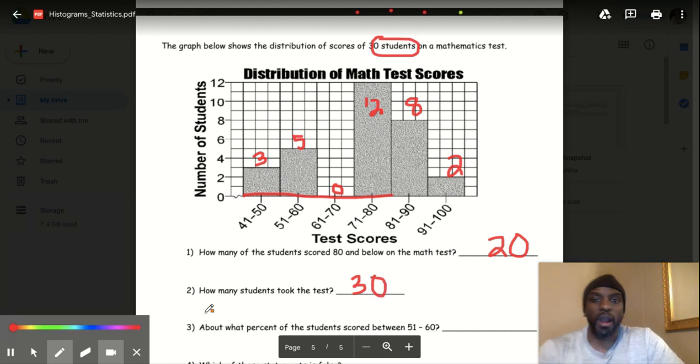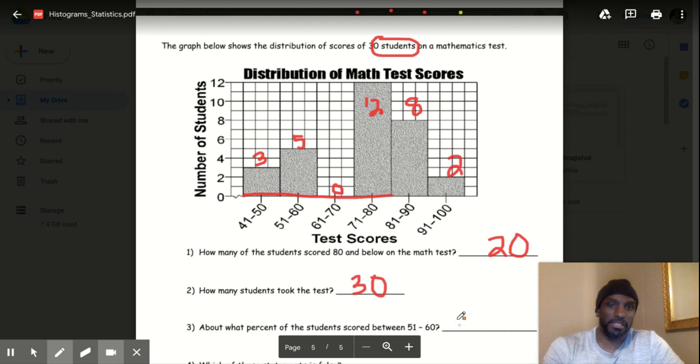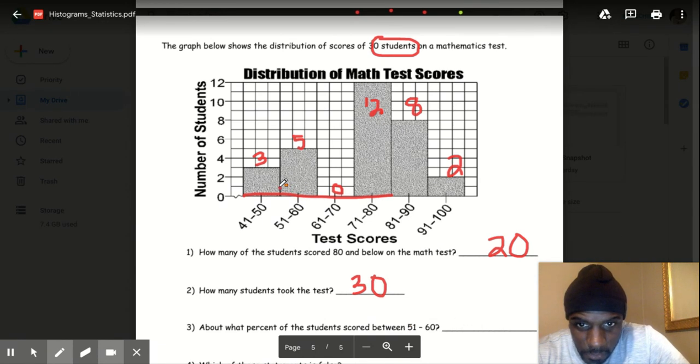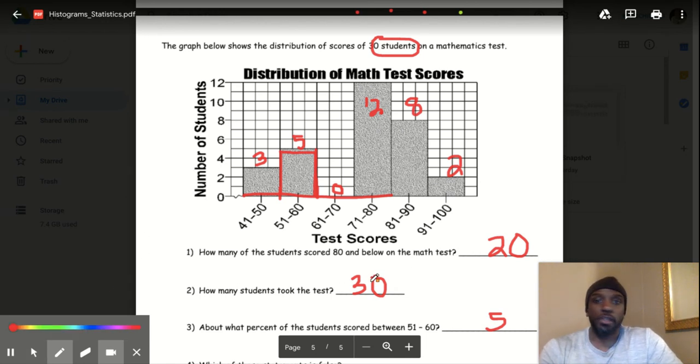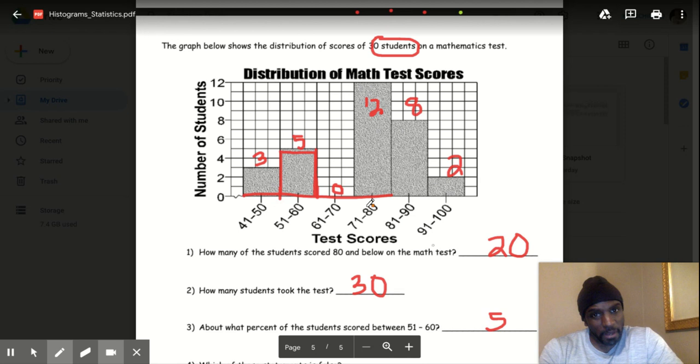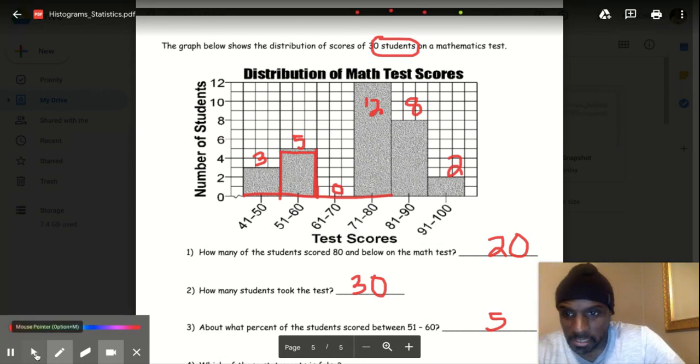Now, about what percent of students scored between 51 and 60? Well, let's look at 51 and 60. It's right here. This whole bar represents 51 to 60, and that's 5. If they ask you about the scores, that's here. If they ask you about the students, that's here. So that's how you know what you're looking at. If I want to know about my scores, I'm looking here. If I want to know about my students, I'm looking here on the y-axis. Scores are the x-axis. Number of students is the y-axis. Let's keep going. Almost done.